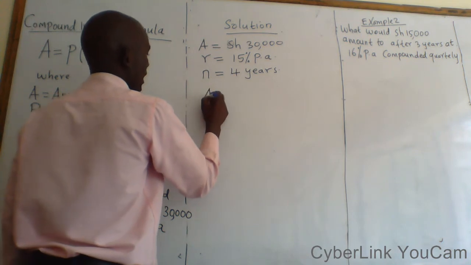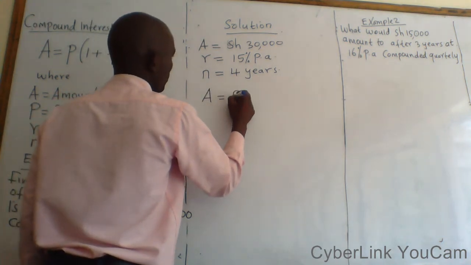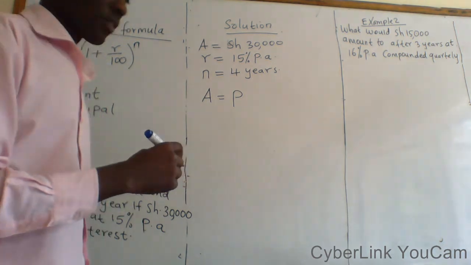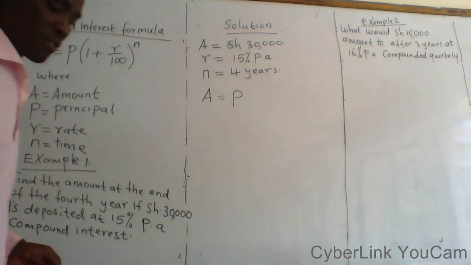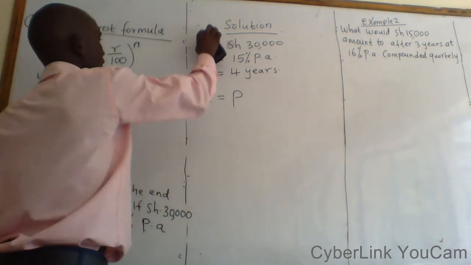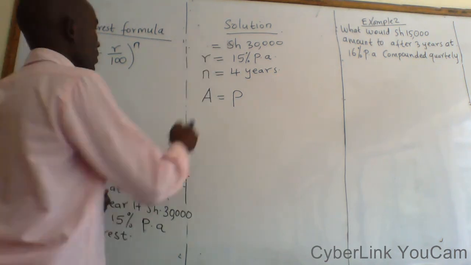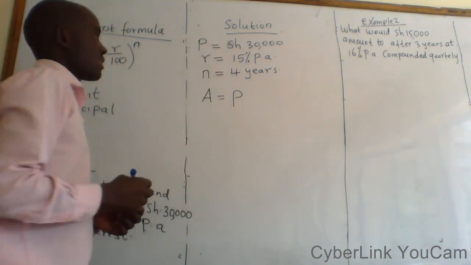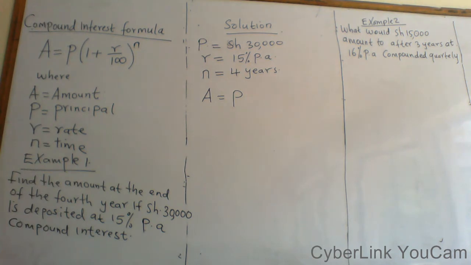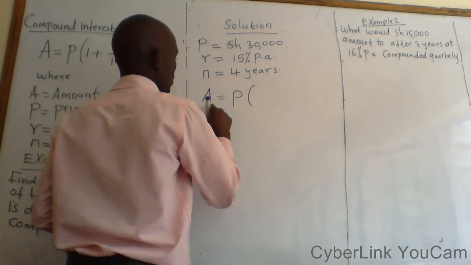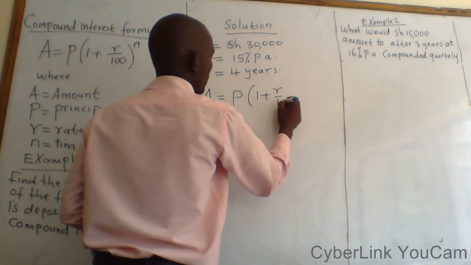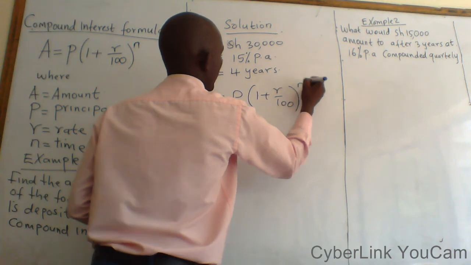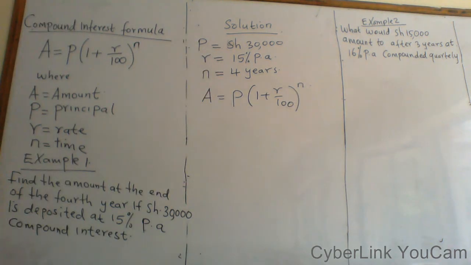You write the formula, amount is equal to principal. Remember, the question requires us to find the amount at the end. So we have made a mistake here. 30,000 shillings is our principal P. So the formula becomes A is equal to P into 1 plus R all over 100 raised to n. We can now factor in.